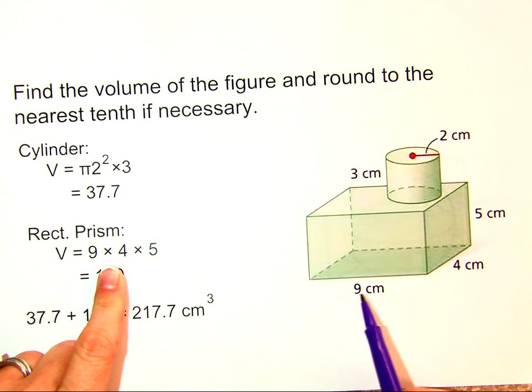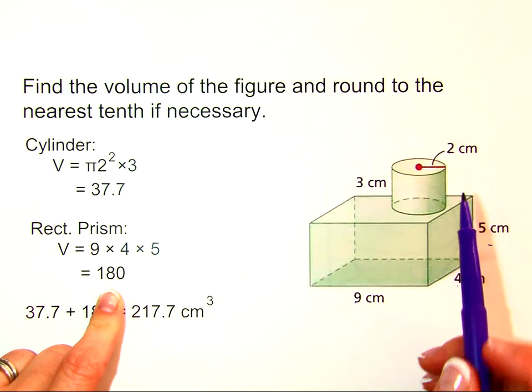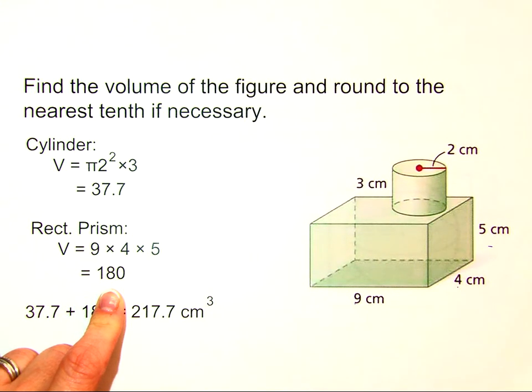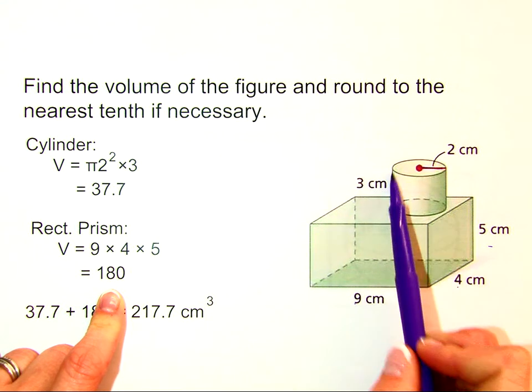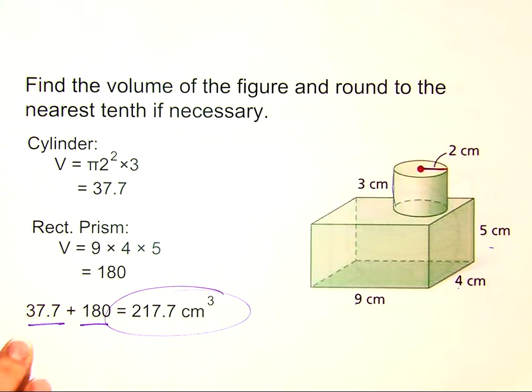So rectangular prism, 9 times 4 times 5, should be 180. The other shape we had was a cylinder, so make sure you use the right formula. Radius being 2, height being 3. Take those two volumes, add them together to get our composite volume.